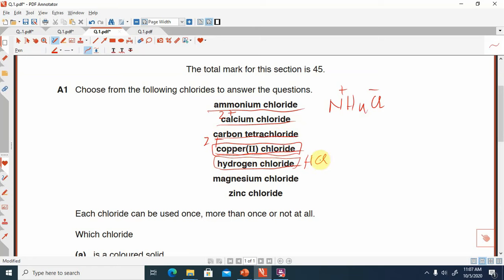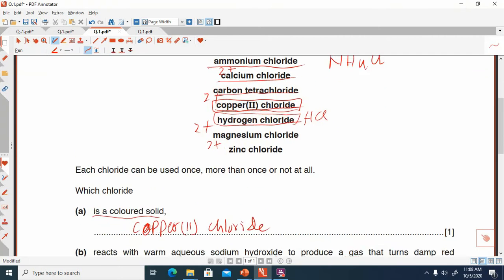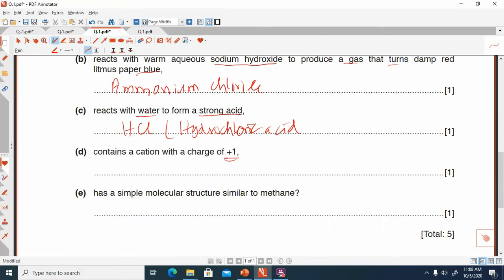Hydrogen chloride, HCl, has a single covalent bond. Covalent bonding is there, so there will be no charge. Magnesium chloride has +2, and zinc also has +2. So the answer will be ammonium chloride.